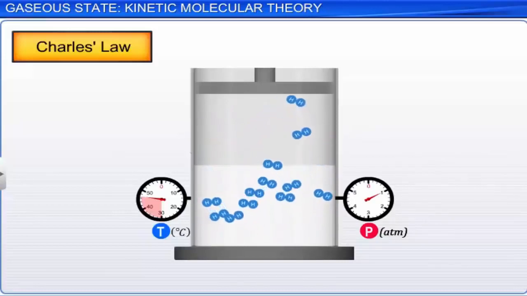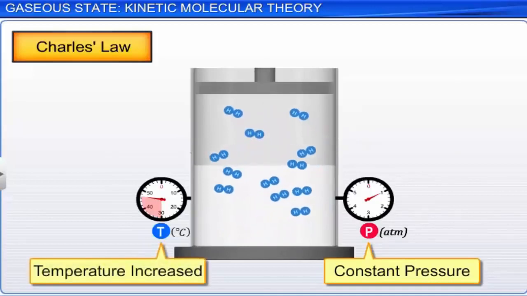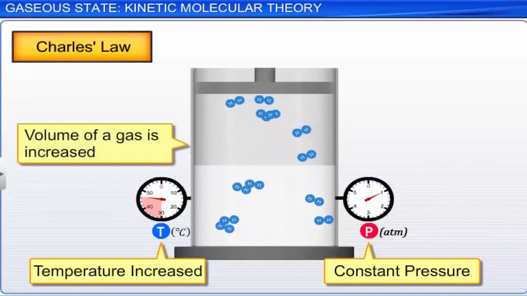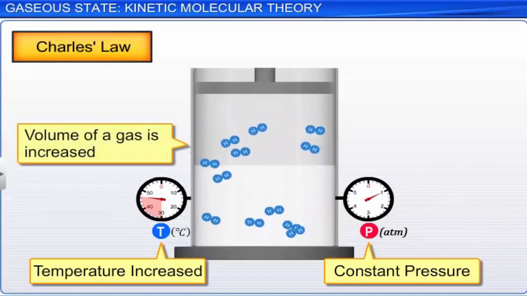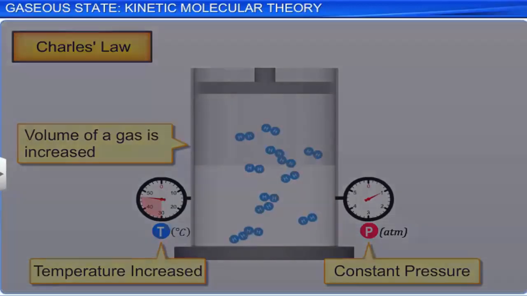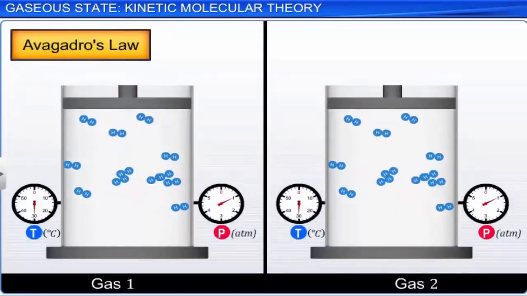Next, let's move on to Avogadro's law. Consider equal volumes of two gases under the same conditions of temperature and pressure. Since the temperature of the two gases is the same, according to kinetic molecular theory, the average kinetic energy of the gas molecules should also be the same.